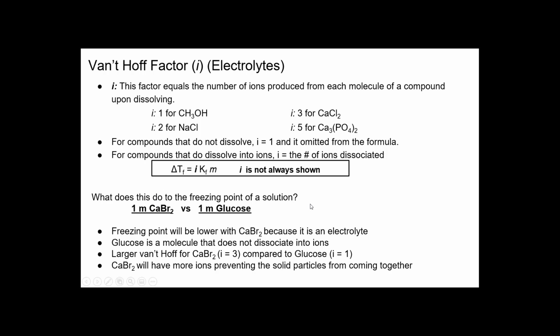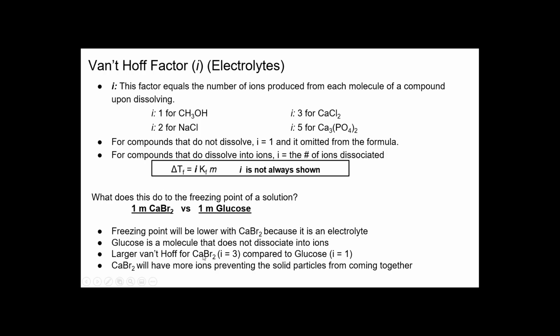So what does this do to the freezing point of the solution? Freezing point will be lower for calcium bromide because it is an electrolyte. Why is it an electrolyte? Because you have calcium, and calcium loses its electrons to bromide. So you have 1 molality of calcium bromide and 1 molality of glucose. This dissolves, but does not become an ion. So it stays intact. So the i would be 1, and the i here would be 3. Glucose is a molecule that does not dissociate into ions. So it's not going to prevent the water molecules coming together as much because you need more particles to block that. A larger Van 't Hoff for calcium bromide, 3, compared to glucose.